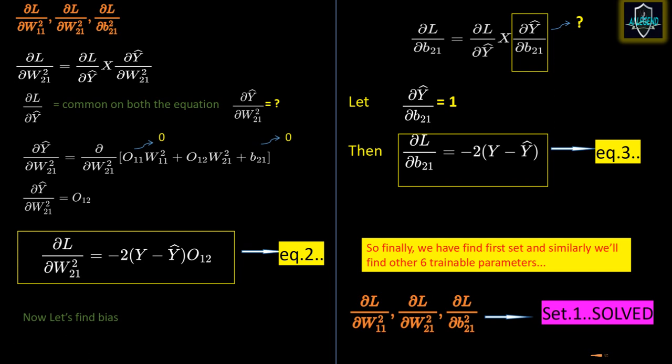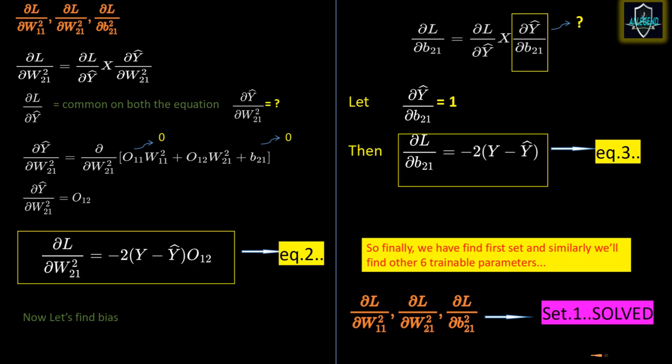L depends upon y hat and y hat depends upon W2 to 1. Then again write the chain rule and find del L over del W2 to 1 is equal to del L over del y hat multiplied by del y hat over del W2 to 1. If you notice, del L over del y hat is common in both equations, and we have the del L over del y hat value, so we only need to find del y hat over del W2 to 1.